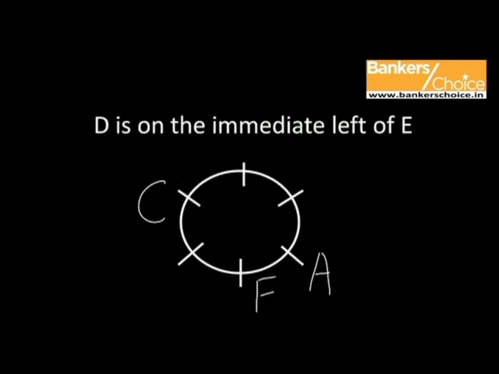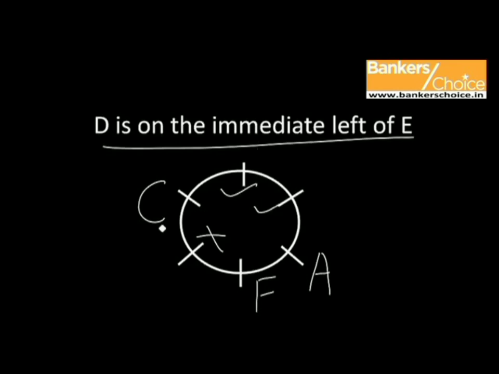Now moving on to the next sentence, that is D is on the immediate left of E. From this statement we can say that D and E are neighbors. That means they should be sitting together. As there is only one place vacant between C and F, this cannot be occupied by D or E, as there should be 2 consecutive places for D and E. So it is obvious that D and E occupy these 2 places.